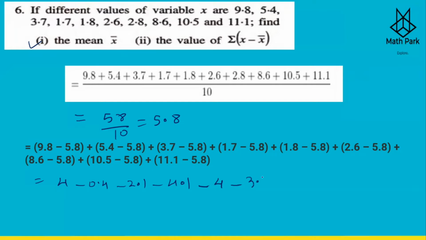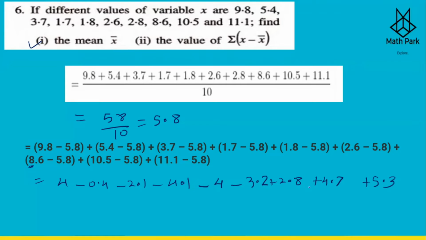Then 8.6 minus 5.8, we get 2.8, positive because this is bigger. So we get plus 2.8. And 10.5 minus 5.8, we get 4.7. So plus 4.7. And 11.1 minus 5.8, we get plus 5.3.